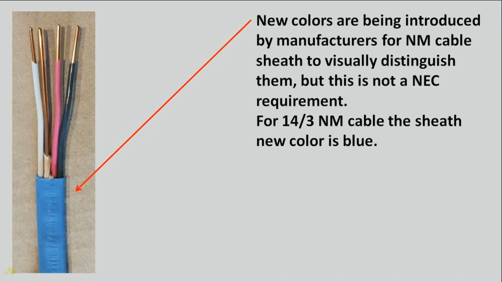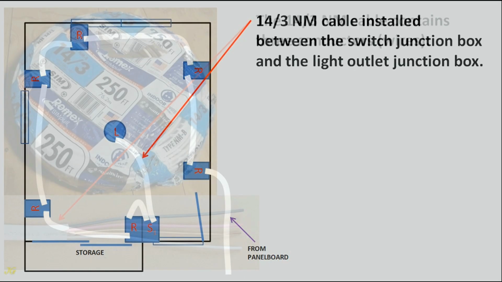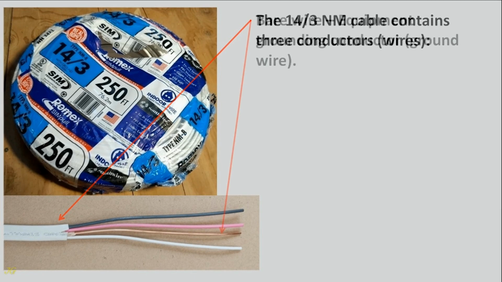New colors are being introduced by manufacturers for NM cable sheath to visually distinguish them, but this is not a NEC requirement. For 14.3 NM cable, the sheath new color is blue. 14.3 NM cable installed between the switch junction box and the light outlet junction box. The 14.3 NM cable contains 3 conductors, wires.